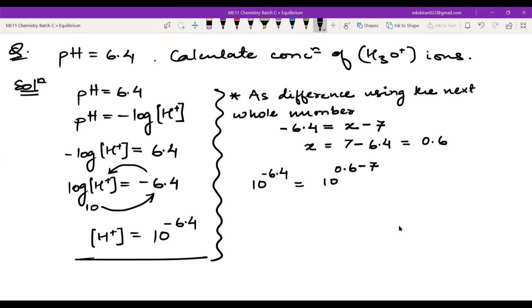Any problem? No, sir. Okay, fine. Then I can write this as 10 to the power of 0.6 into 10 to the power of minus 7. Any problem? No problem. Then what can we write? See, 10 to the power of 0.6.